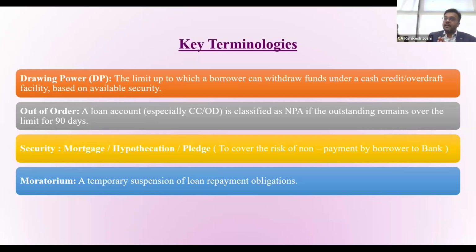Then, when does an account become out of order? There are three conditions that she has explained. Again, this is applicable in case of CCs and ODs. Securities: there are three kinds of securities: mortgage, hypothecation, and pledge.